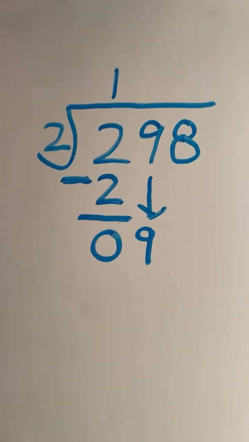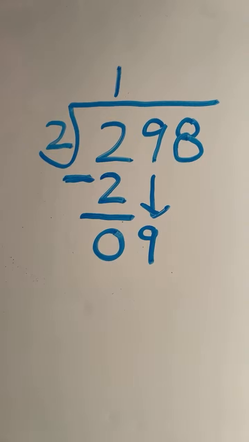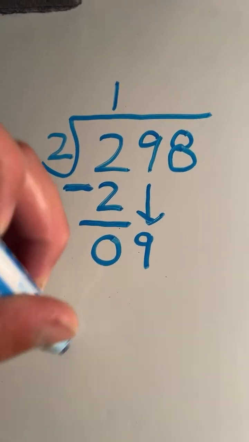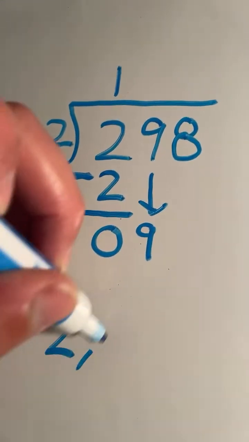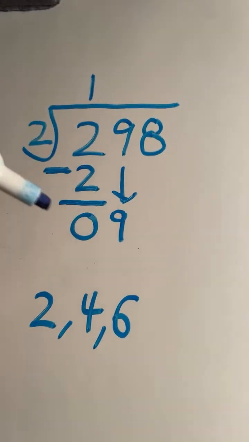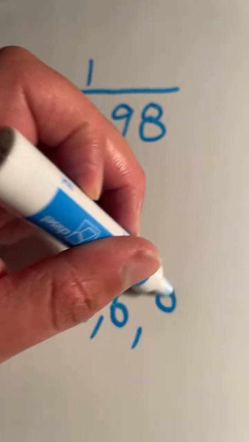So next we're going to do 9 divided by 2. We got to figure out how many groups of 2 go into 9. There will be a remainder here, but we're going to count by 2s. 2. So we have 1 group. 4. We now have 2 groups of 2. 6. We are now at 3 groups of 2. 8. We are at 4 groups of 2.